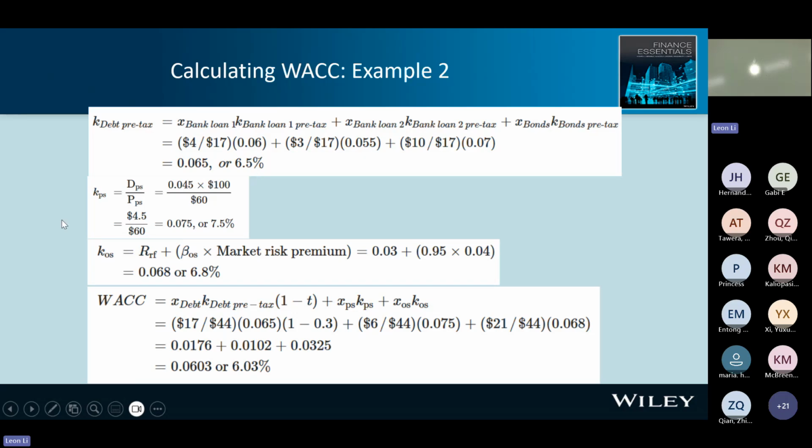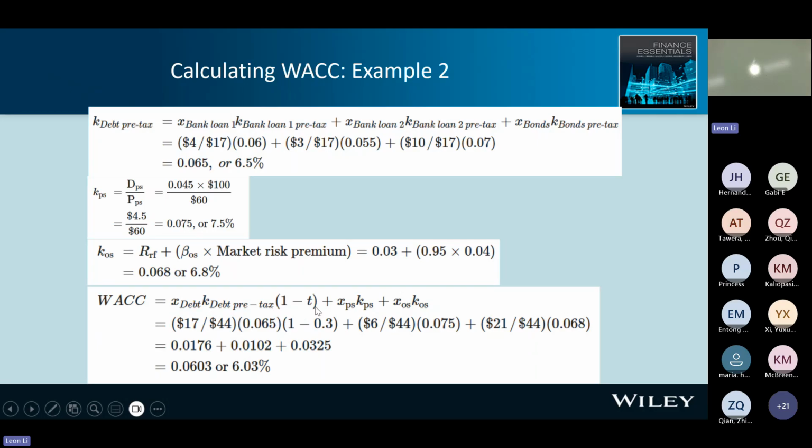Right. Then cost of preference share. We use the perpetuity formula. Dividend divided by price of preference share. This is a number. Cost of ordinary share. We use the CAPM model, the beta, and this is the number. Finally, WACC. So we use the WACC formula. Right? It's our final answer.